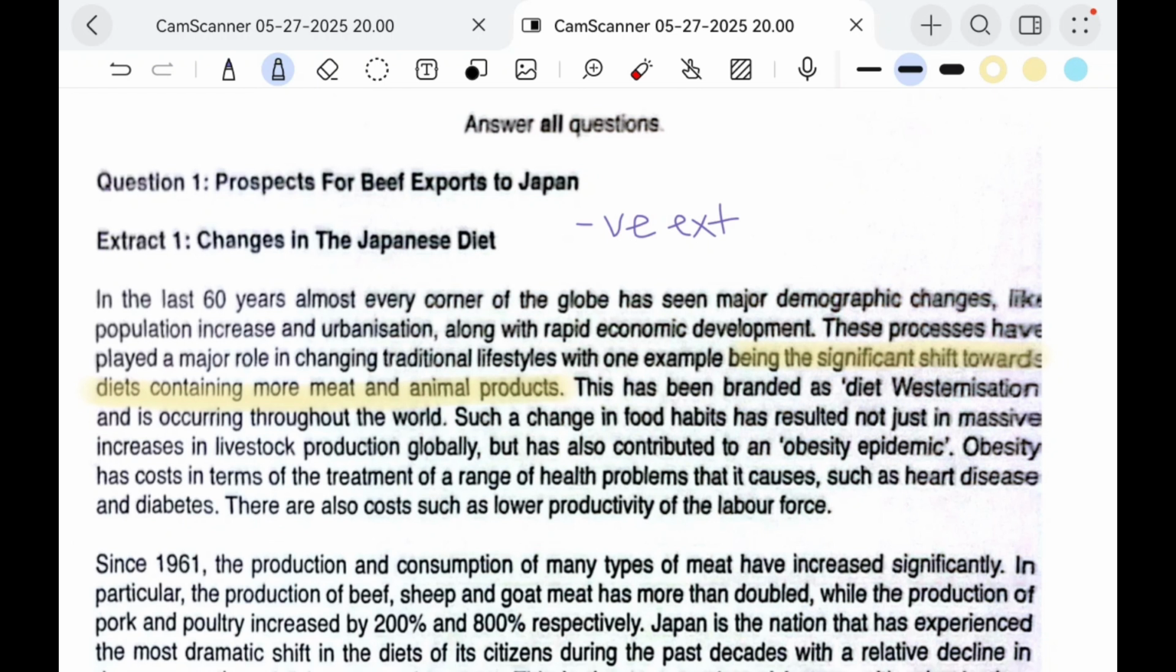Yeah. Okay, so here they talk about it. The next line, this has been branded as diet westernization throughout the world. So you may think, throughout the world, but why Japan?